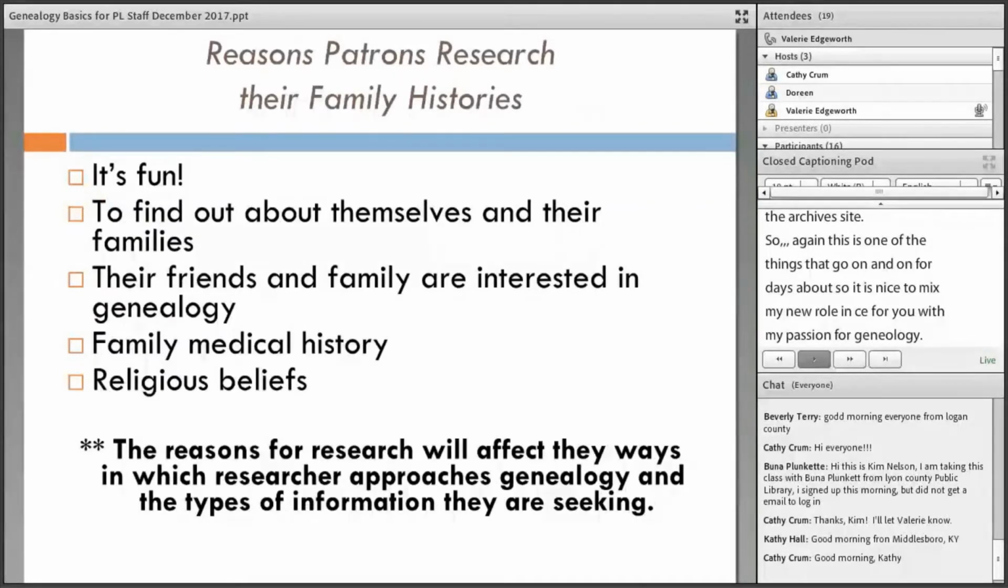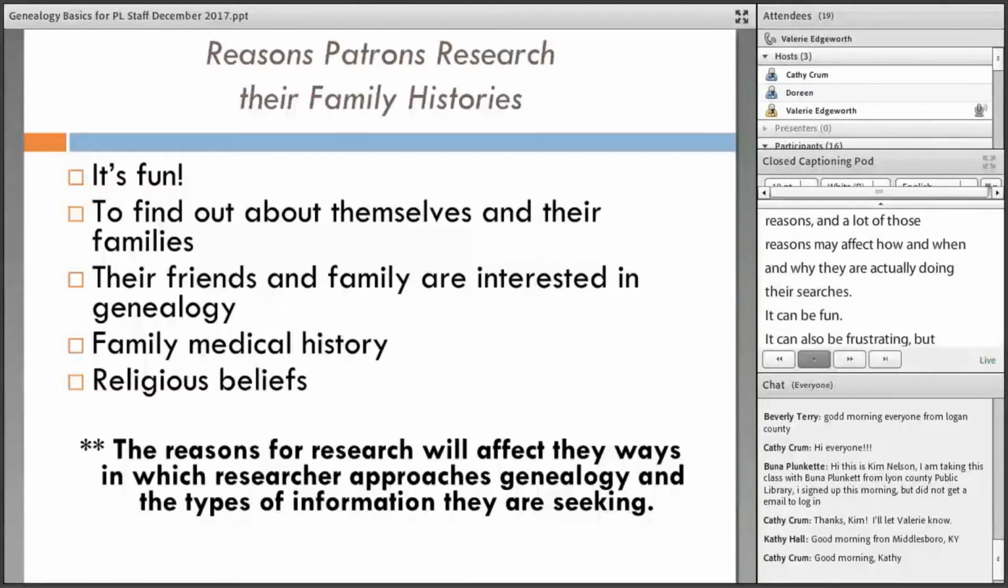So why do our patrons care? Why are they researching their family histories? There's a lot of different reasons, and a lot of those reasons may affect how and when and why they're actually doing their searches. It can be fun. It can also be frustrating, but it's fun for a lot of people.